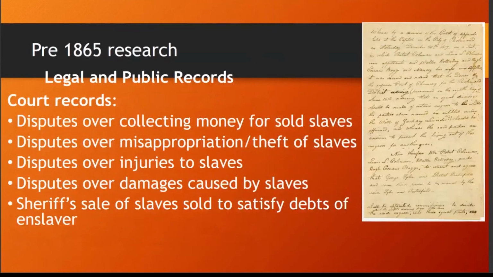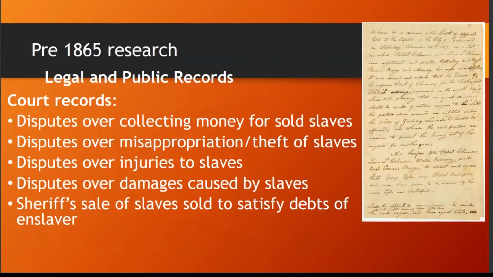Now, another type of record is court records. Litigation in court has always been the primary way that Americans protect their property. Because at that time slaves were property, there were many court cases filed related to them. Maybe the buyer failed to pay for the slave that he bought. Maybe someone stole a slave or failed to pay the fee for renting the services of the slave.